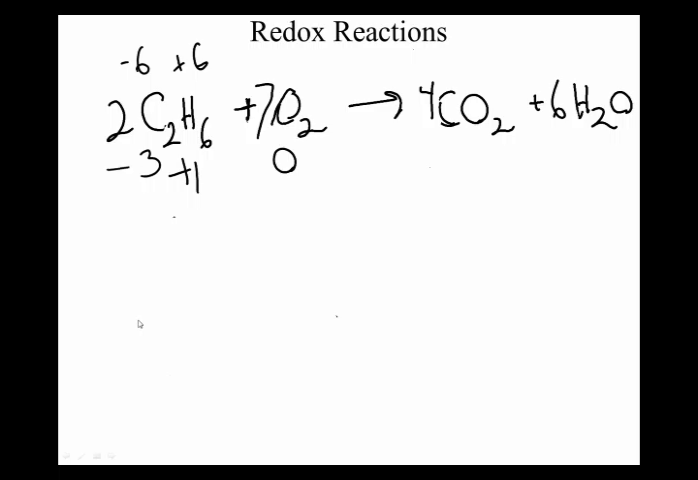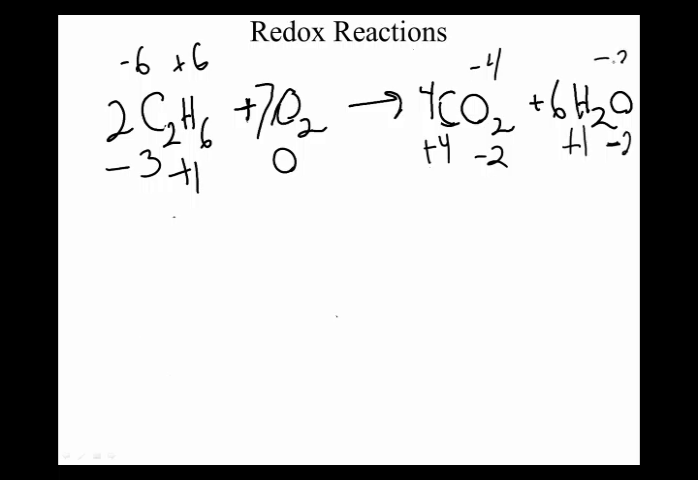So now we have our oxidation numbers on the reactant side. Let's go look at the product side. CO2. Well, oxygen is going to be -2, like it kind of always is, right? So that means it's going to be -4. Carbon has to be +4. So over here, oxygen is still going to be -2. Hydrogen is going to be +1.